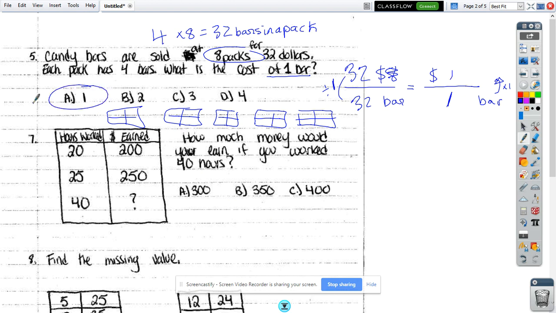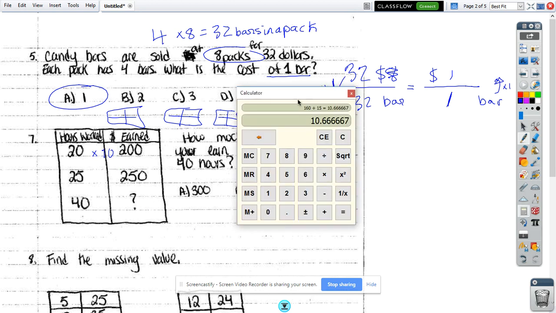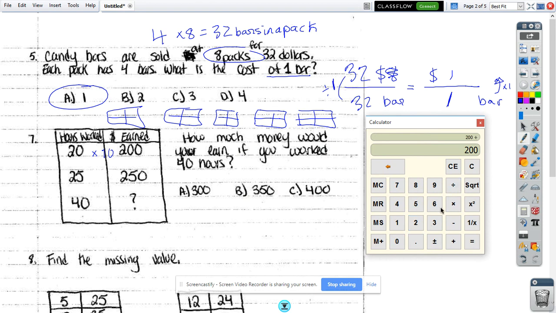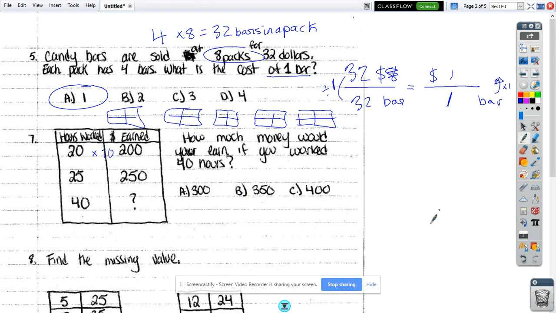Let's look at question number 7. How much money would you earn if you worked 40 hours? So let's find the relationship. Again, we have 20 times, not times 5, 20 times 10. Let's erase that. So it's 20 times 10. We know that because we just added a 0, but you could also have done 200 divided by 20. And that gives you 10. And so then this would be times 10, and then this would be times 10. And so we know 40 times 10 is 400. And that would be 400.